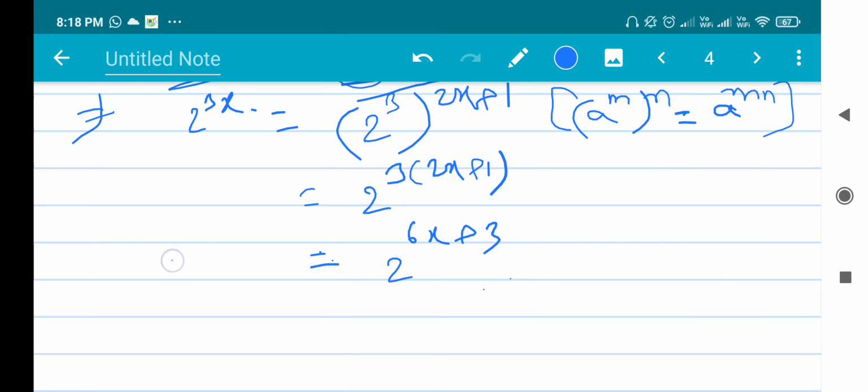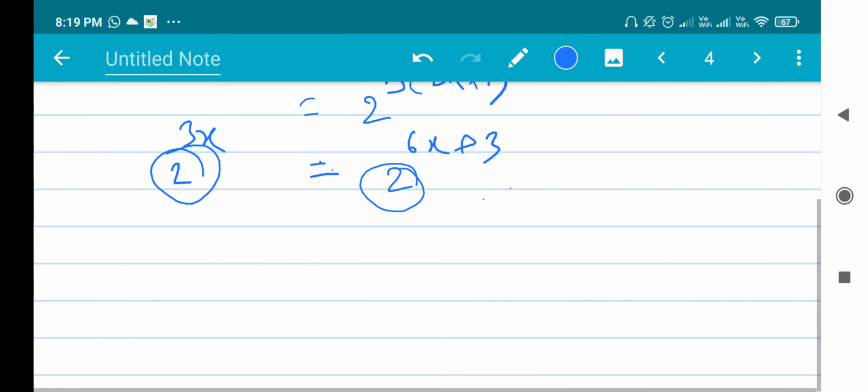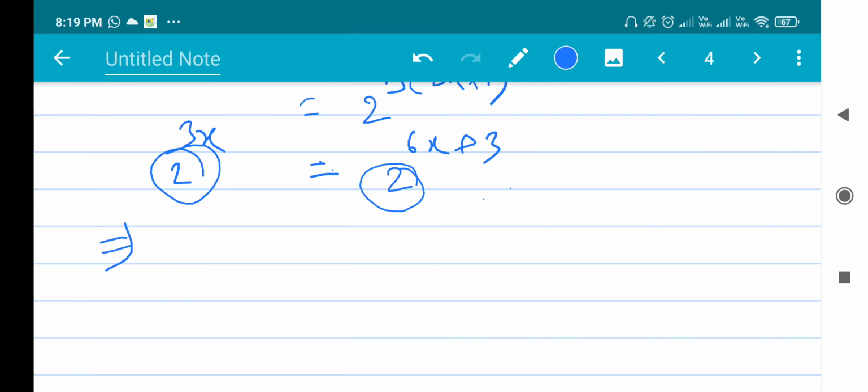So the LHS is 2 to the power of 3x. Here the base is also 2. So by equating or comparing the powers, 3x is equal to 6x plus 3.